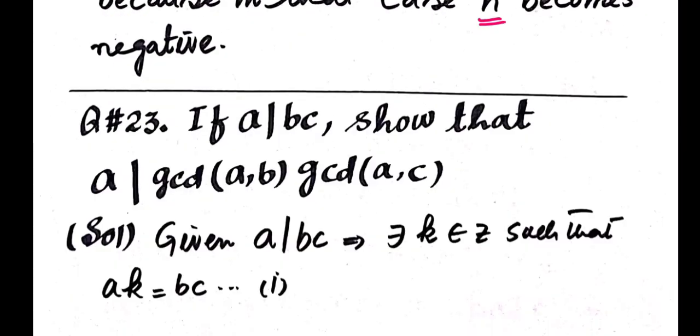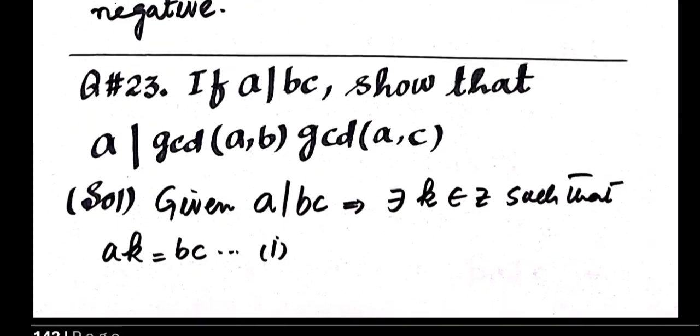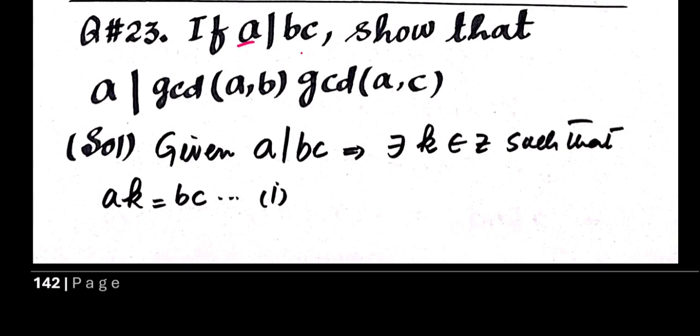number. Lastly, question number 2.3 says: if A divides the product BC, the product of B and C, show that A divides the GCD of A and B times the GCD of A and C. It is given that A divides BC. So by the definition of divisibility, there exists an integer k such that we can write BC, that is the dividend, is equal to A times k. Say this is my equation number 1.